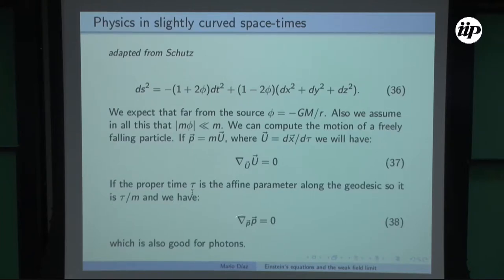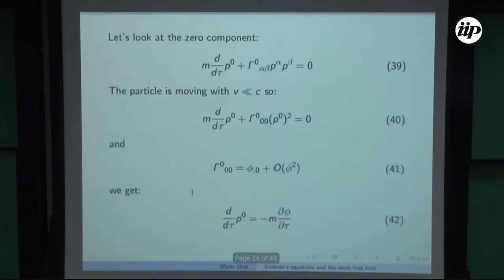So this is momentum conservation in the weak field limit. If we look at the zero component of that equation, we can write it this way. If the particle is moving with a velocity much smaller than c, essentially these are the terms that survive. We can take the others to second order, and then we get that this term of the connection for the 0, 0, 0 component is equal to the time derivative of the potential plus orders of the potential squared, and we're going to get that the time derivative of the zero component of the momentum is given by this.